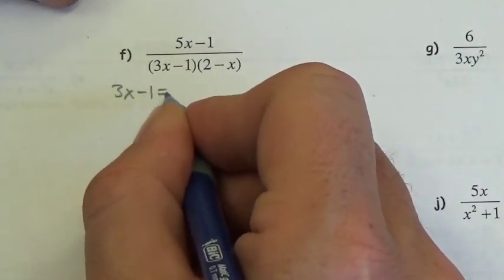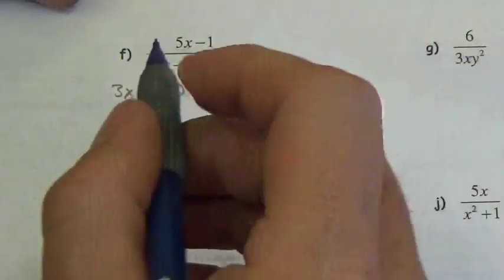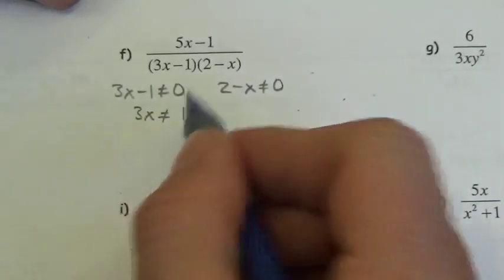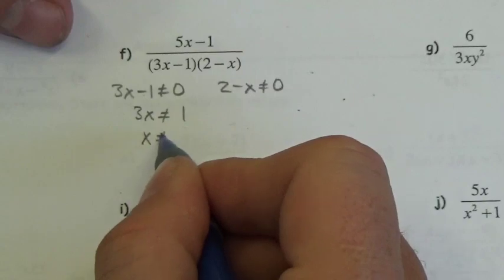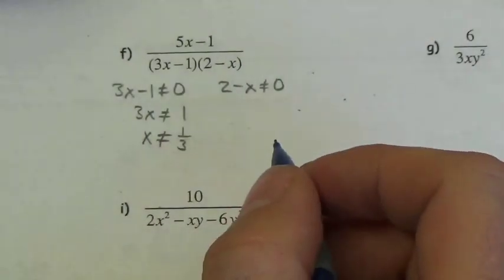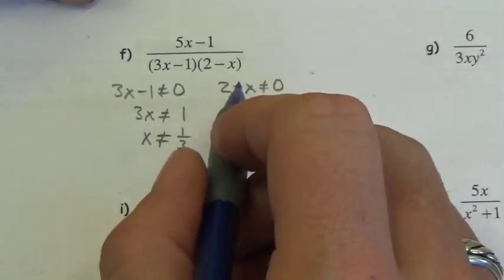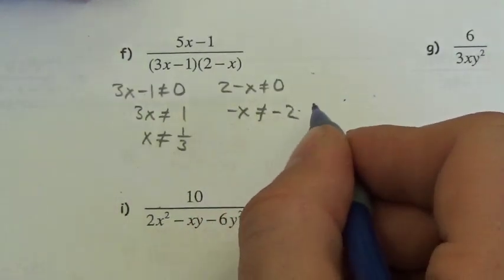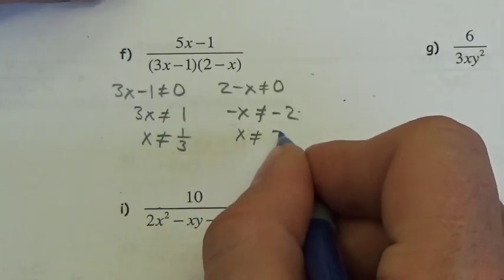I cannot allow either one of those factors to go to 0, which means I can't allow 3x to be equal to positive 1. And then if I divide by 3, I cannot allow x to be equal to 1/3. There's a non-permissible. Here I bring the 2 over, and that negative stays with the x, so I can't allow negative x to be equal to negative 2. Then I can divide both sides by that negative, so x cannot be equal to positive 2.